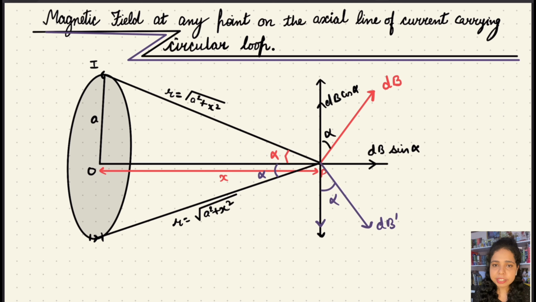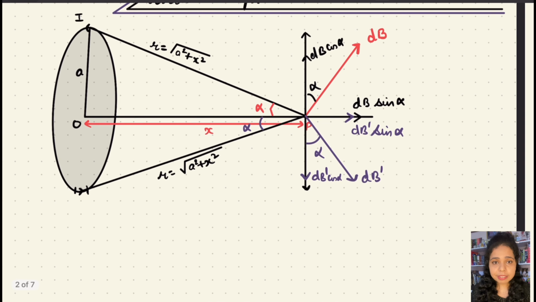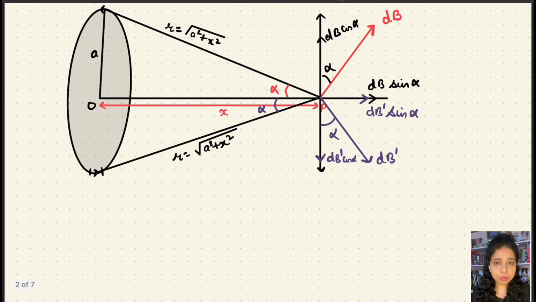but in the downward direction. So the components are dB dash cos alpha along the negative y-axis and dB dash sin alpha along the positive x-axis. So now this diagram is completed and we have understood the 3D figure of this consideration.